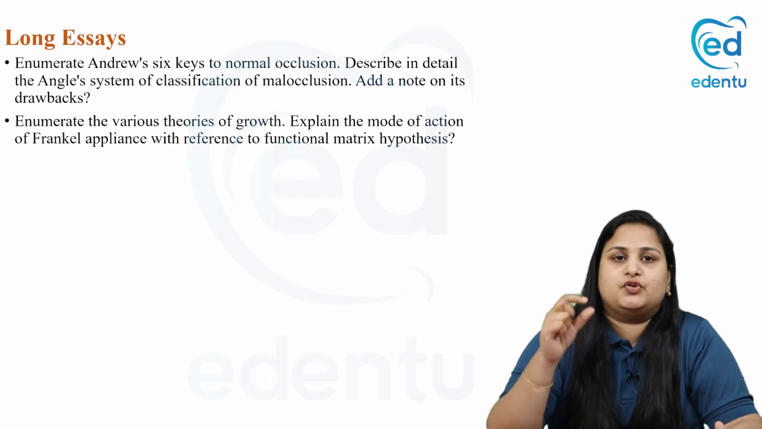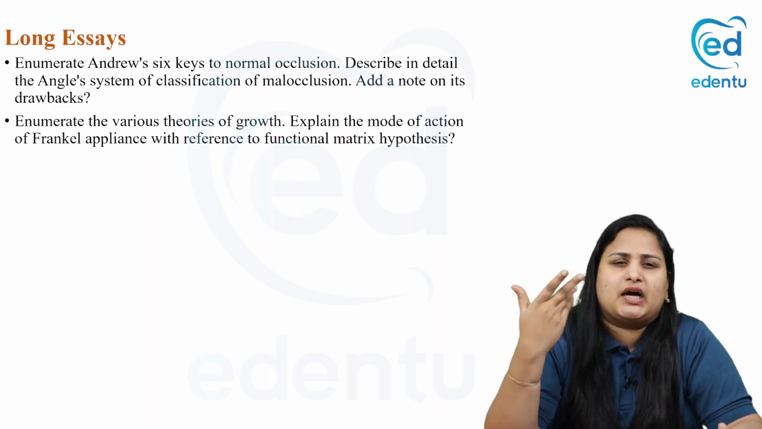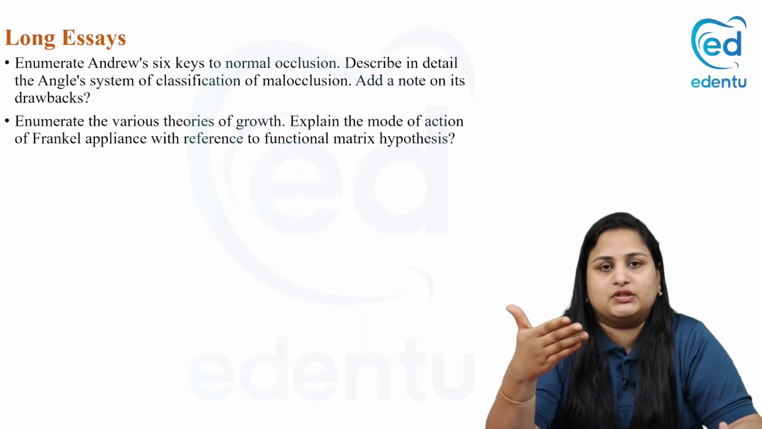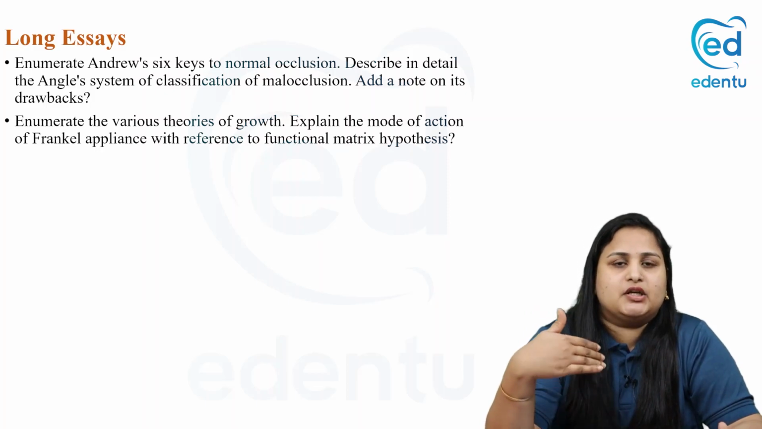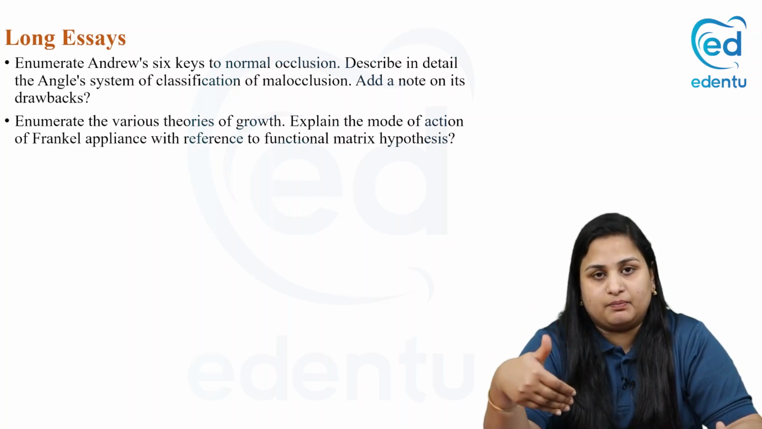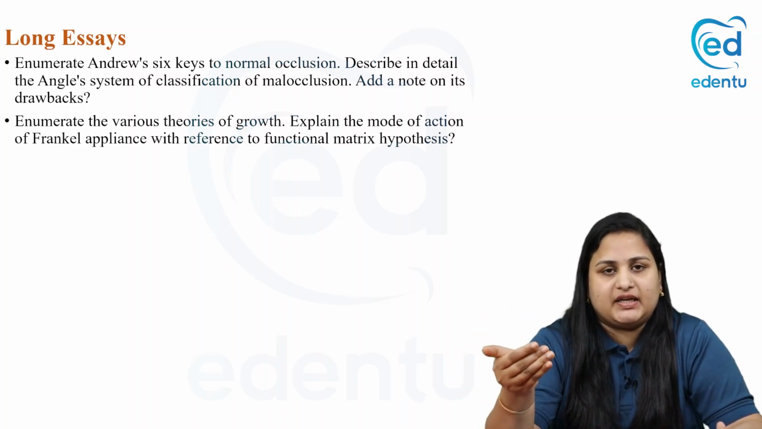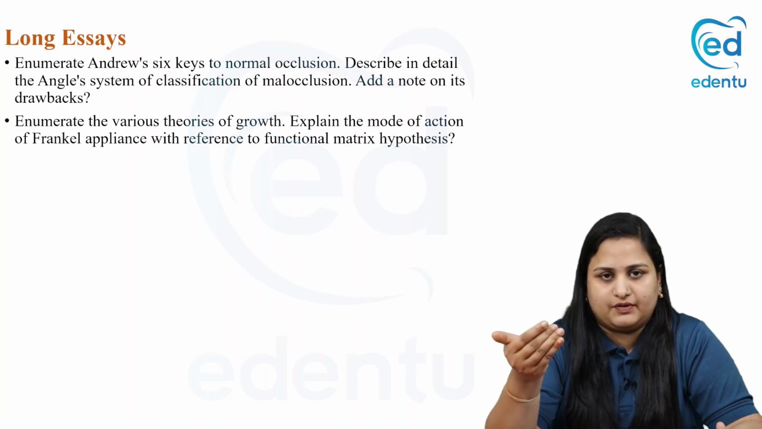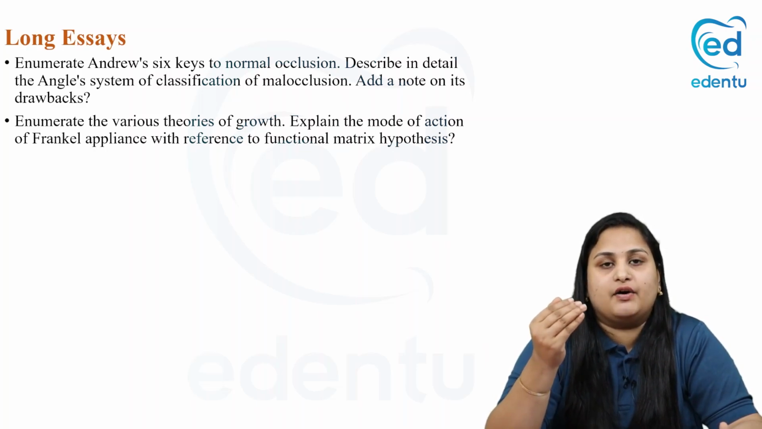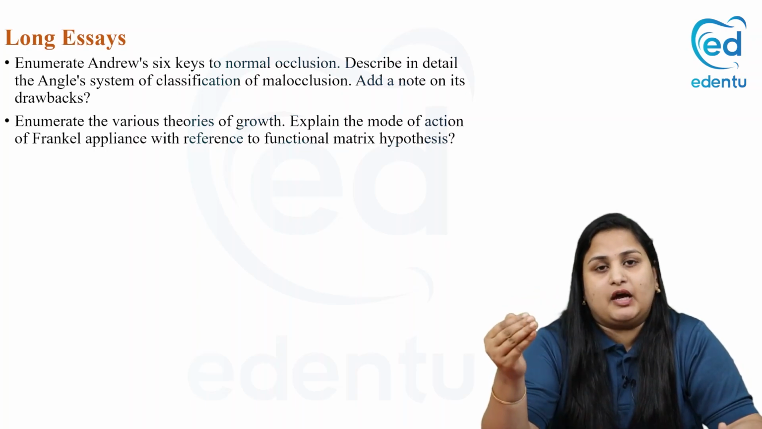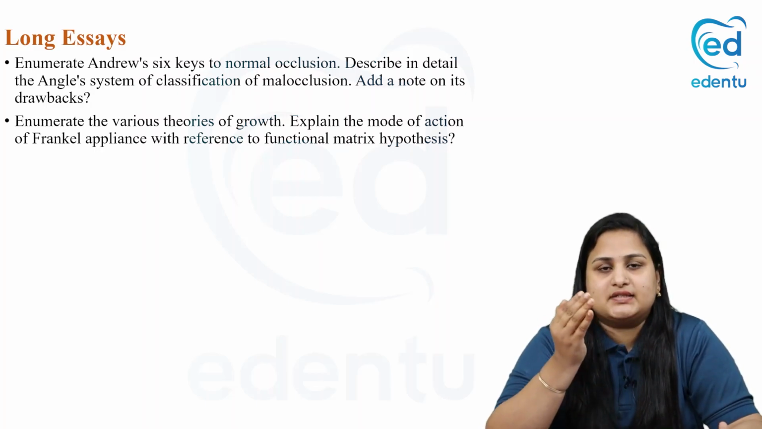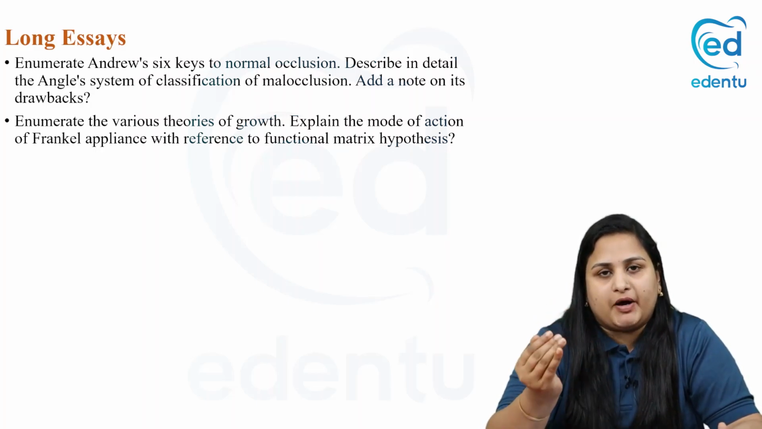So that is how, first, you have to enumerate whatever theories of growth, like cartilage and sutural theory, from the basics. There can be up to 10 growth theories, each of which can be described in one or two points, then an extensive description of the functional matrix hypothesis. What are the components, the cranial, the skeletal components, the functional components of it, and then a brief explanation of what a Frankel appliance is, what the types of Frankel appliance are, where and how it is used, the indications, the advantages, the disadvantages, and why it is called a myofunctional appliance.